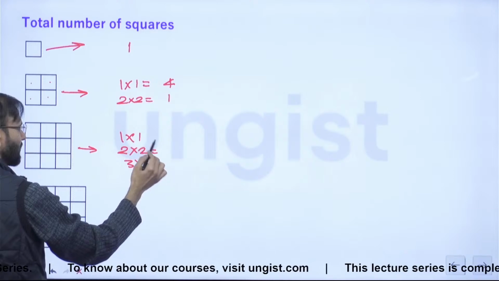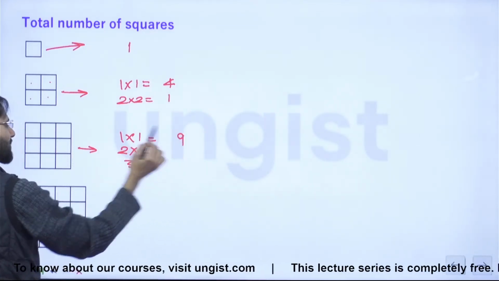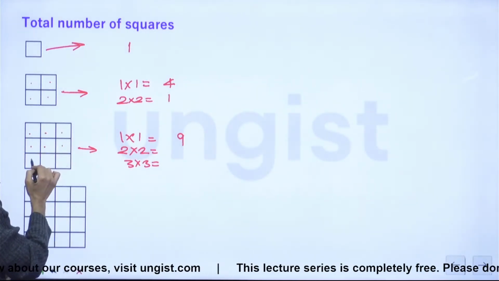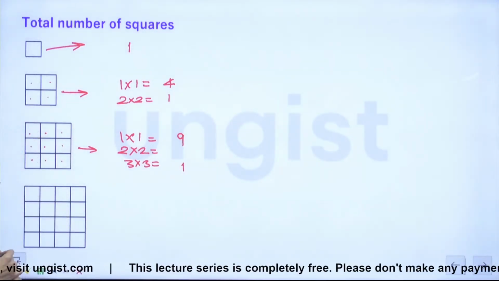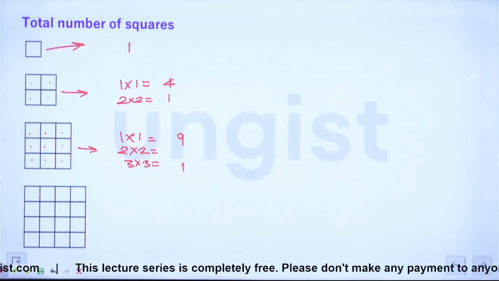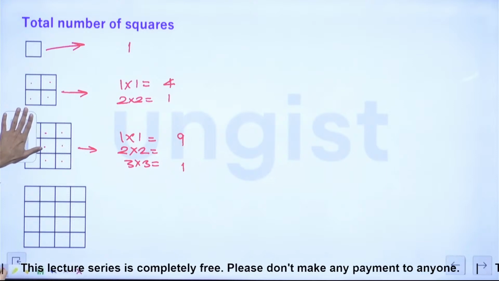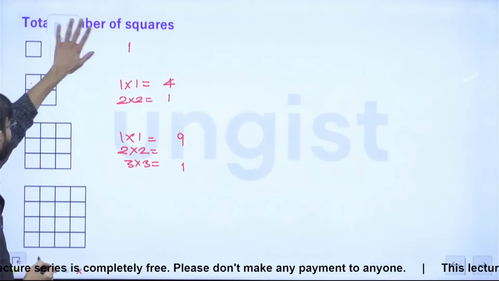Okay. Now, in this, we have three dimensions possible, 1 by 1, 2 by 2 and 3 by 3. So guys, 1 by 1 we have 9 squares, 1, 2, 3, 4, 5, 6, 7, 8, 9, right? 3 by 3 we have 1 square, the bigger one. What about 2 by 2? How to count that 2 by 2? Guys, just look at this.